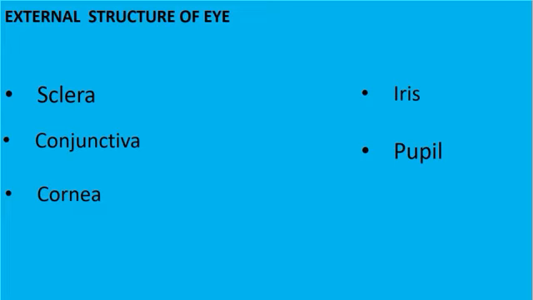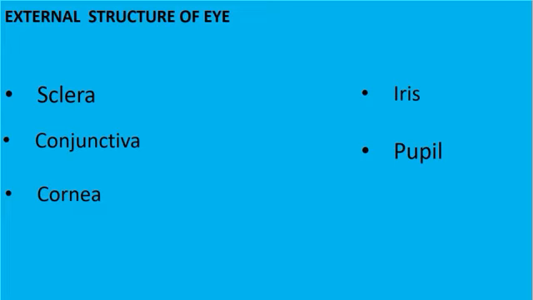Sclera. It is a tough and thick white sheet that protects the inner parts of the eye. We know it as the white of the eye. Conjunctiva. It is a thin transparent membrane that is spread across the sclera. It keeps the eye moist and clear by secreting a small amount of mucus and tears.